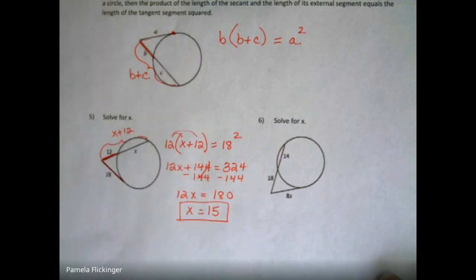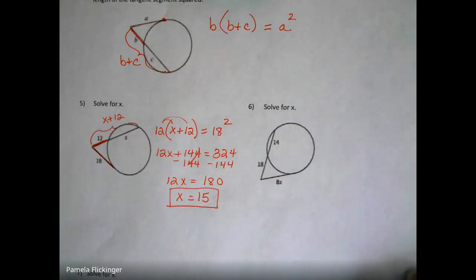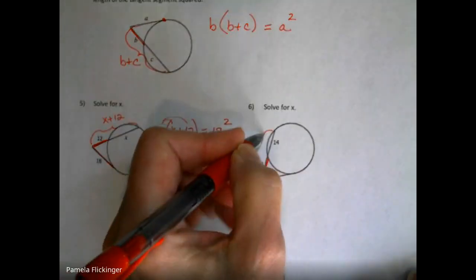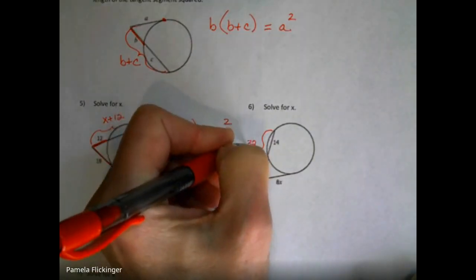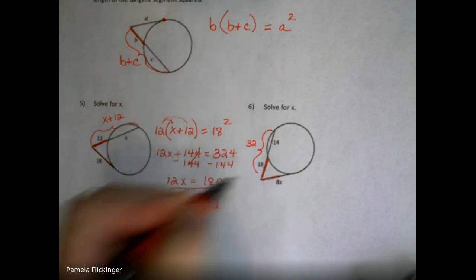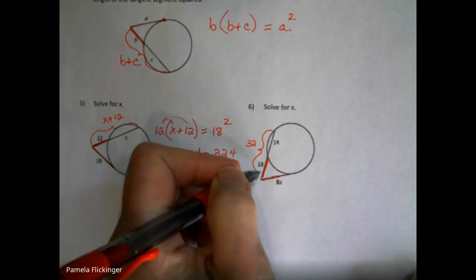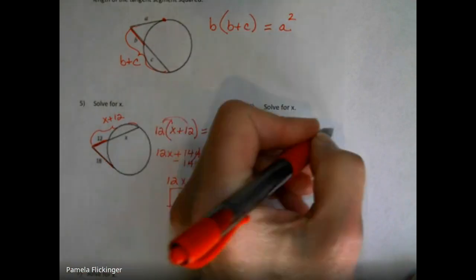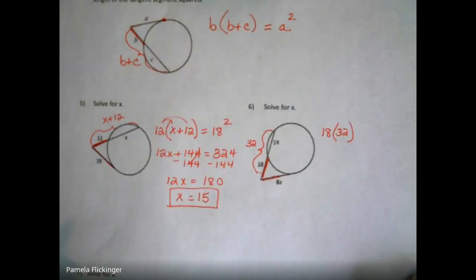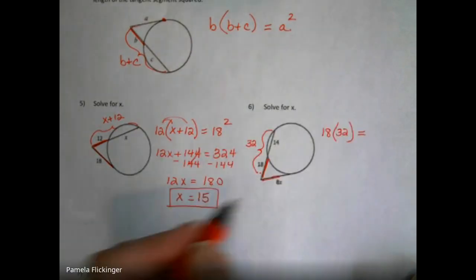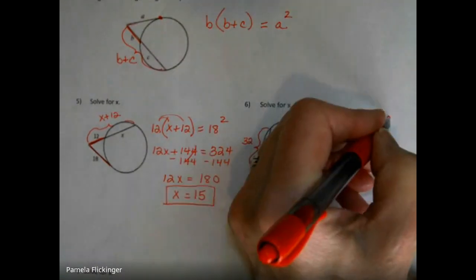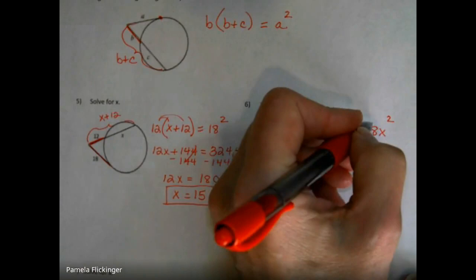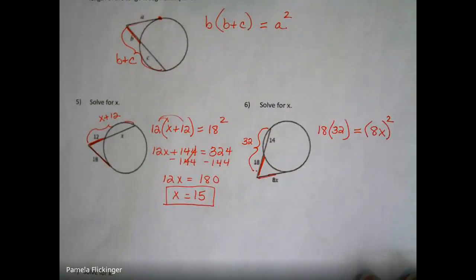All right, let's look at number 6. My secant, the external part is 18. When I put 18 and 14 together, we get 32. And then notice my tangent is 8x. So the rule says the external secant part times the whole thing, so 18 times 32, will equal the tangent, which is 8x squared. Now, folks, we can't just put the square like that, because then it looks like just the x's squared. You must put parentheses around the 8x and square both the number and the variable.